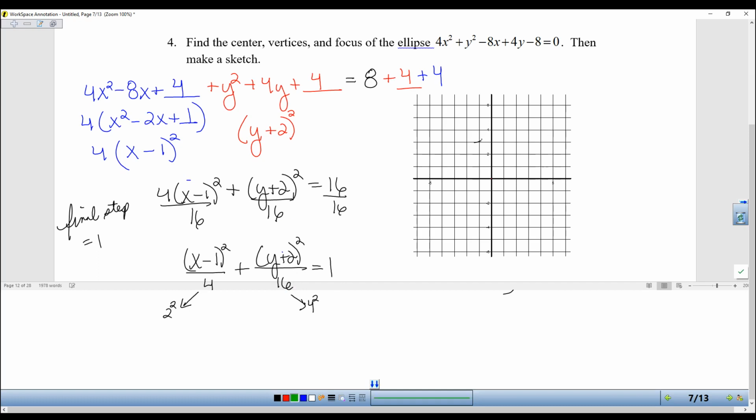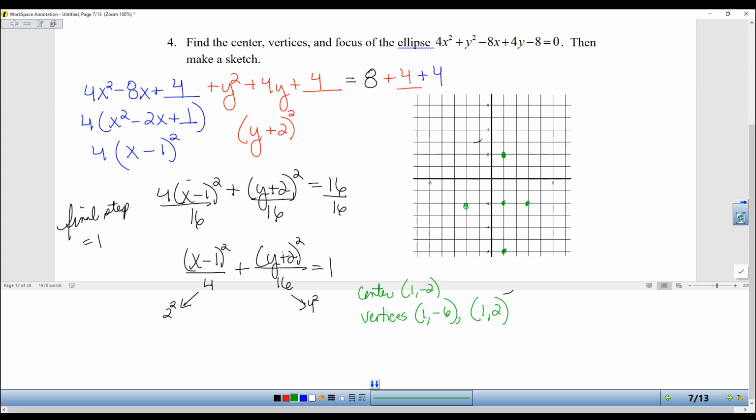So first I need to find my center. My center is at 1, -2. So if you're labeling things, center 1, -2. And like I said, you move 4 in the y direction, 1, 2, 3, 4. So there's my first vertex. That is 1, -6. And then 4 in this direction, 1, 2, 3, 4. So the other one is going to be 1, 2. And in the x direction, I'm only going to move 2.